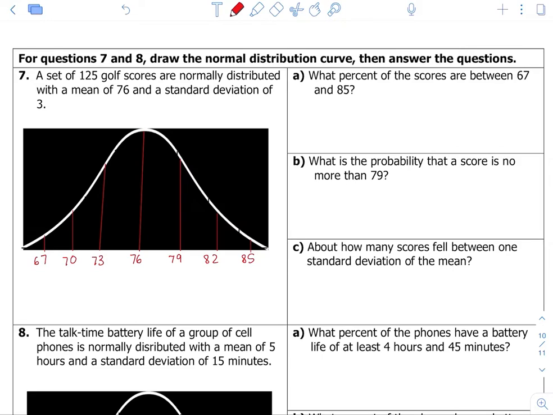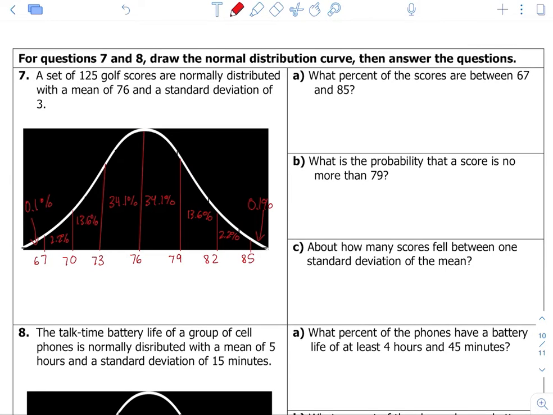So once you set that up, now let's put in our percentages, right? This is 34.1%. 34.1%. What else do we got? We got 13.6%. 3 standard deviations away, so we have to include 2.2%. And lastly, 0.1% for the ends. Alright, so once you set up your empirical rule, now we can just find our answers.